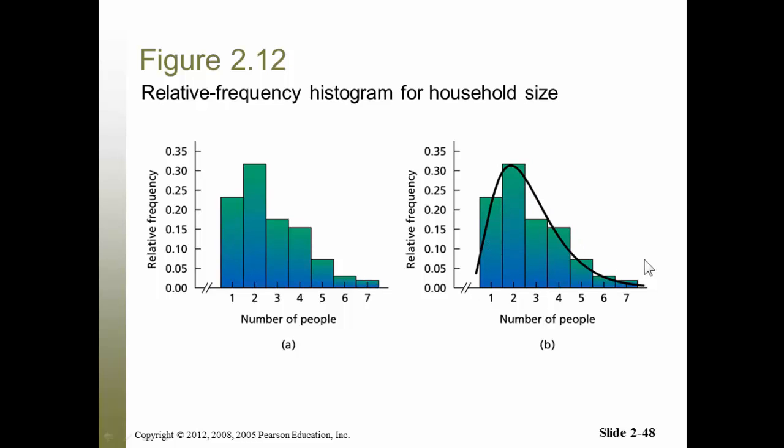Then in the picture on the right, we have a curve overlaid on the bumpy frequency distribution. This one is plainly right skewed. Not very many observations at the high end on the x-axis.